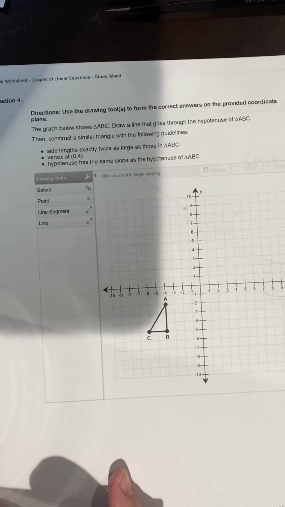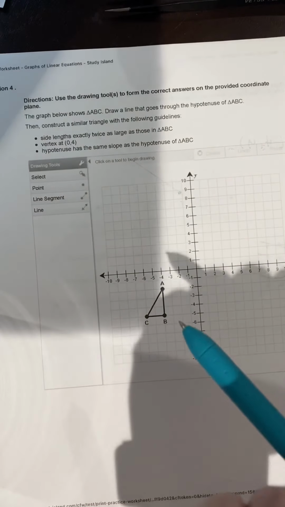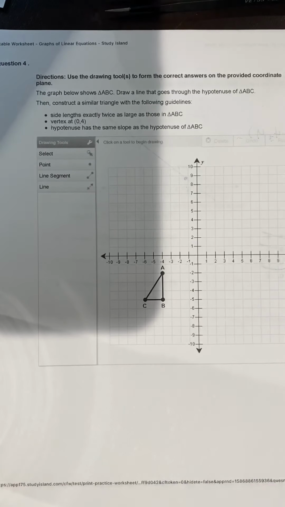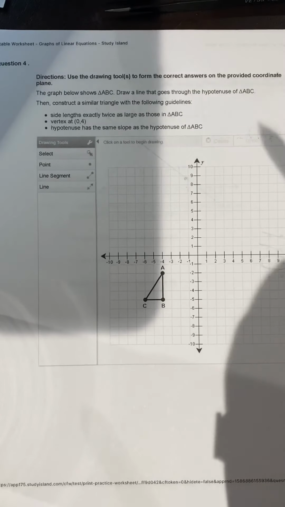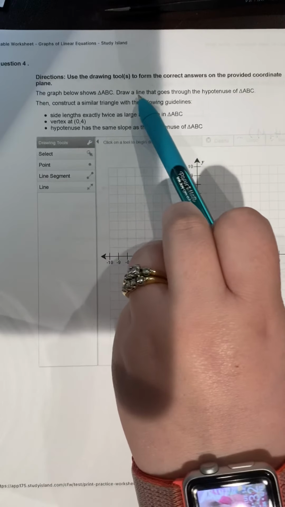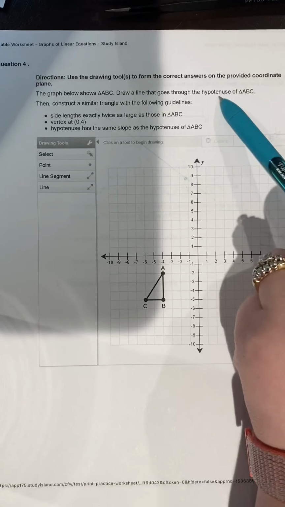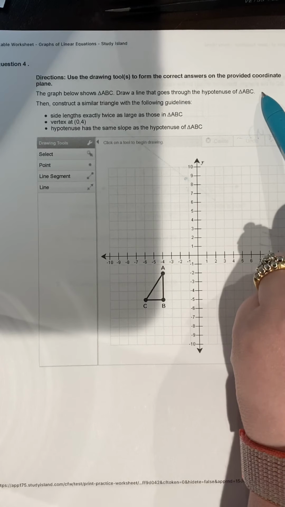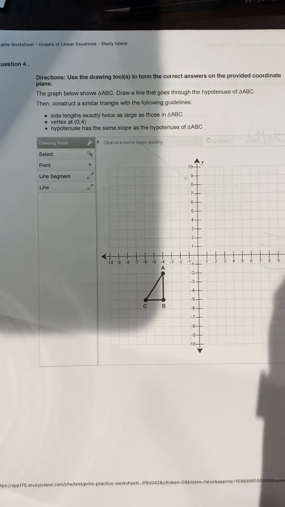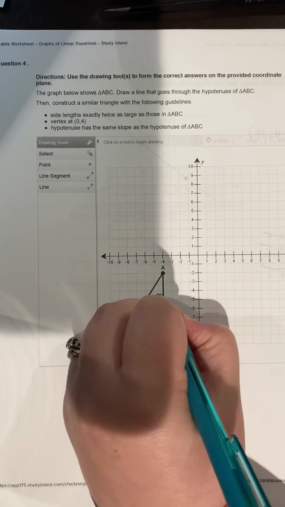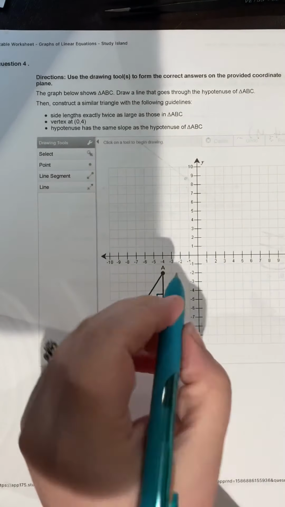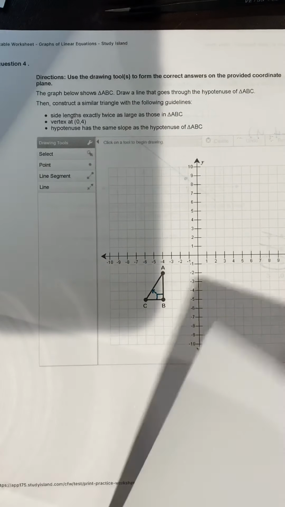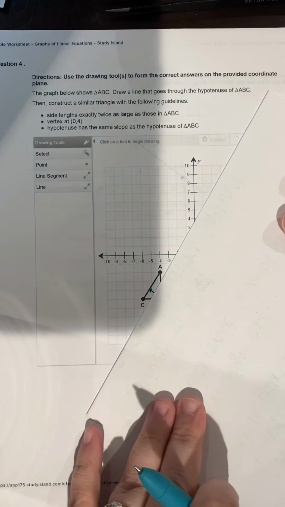All right, question 4. Again, this is another one of those drawing on the grid things, so I'm going to do it on paper, but you all are going to use the tools that are on your computer. So the graph below shows triangle ABC. Draw a line that goes through the hypotenuse of ABC. Hypotenuse is one of those geometry vocab words that we just are learning with Pythagorean theorem. So we're going to find the right angle in this triangle, which is right here at B. The hypotenuse is opposite of that angle. So they want us to draw a line that connects that point.